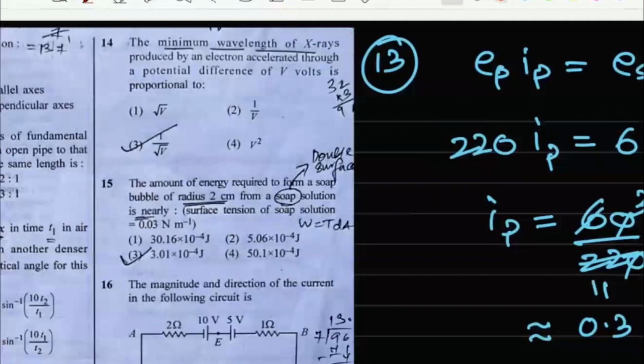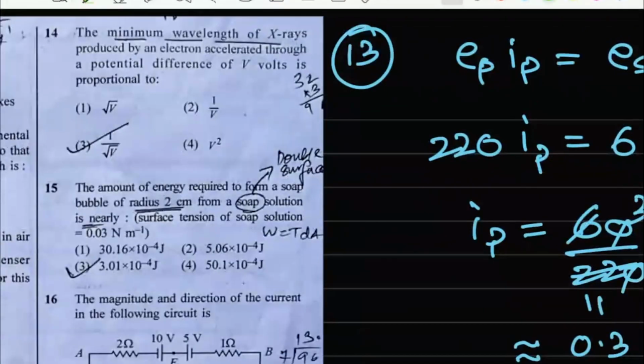Okay, number 14. The minimum wavelength of X-rays produced by an electron accelerated through a potential difference of V volts. So we want the minimum wavelength value. The minimum wavelength formula is hc upon eV, or 12375 angstroms upon V. So basically it is inversely proportional to V. V is the voltage, right? So it should be this option here.